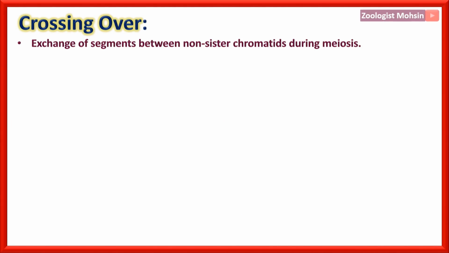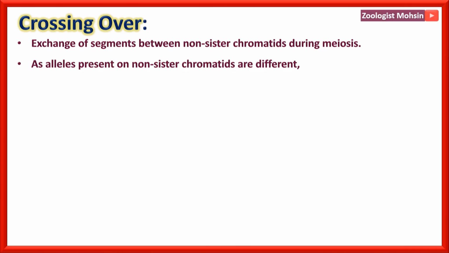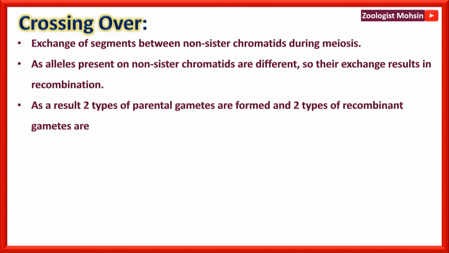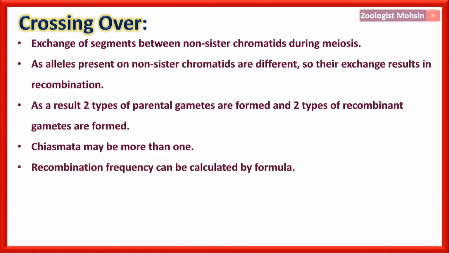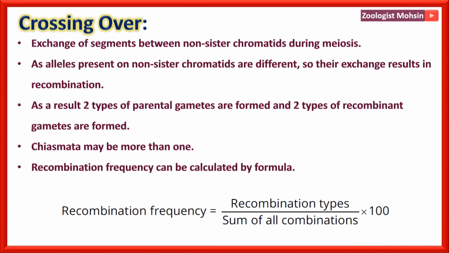Crossing over. Exchange of segments between non-sister chromatids during meiosis, as alleles present on non-sister chromatids are different, so their exchange results in recombination. As a result, two types of parental gametes are formed and two types of recombinant gametes are formed. Chiasmata may be more than 1, 2, 3, 4, etc. Recombination frequency can be calculated by this formula. Recombination frequency is equal to recombination types divided by sum of all the combinations multiplied by 100.